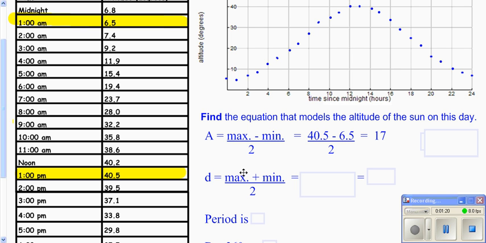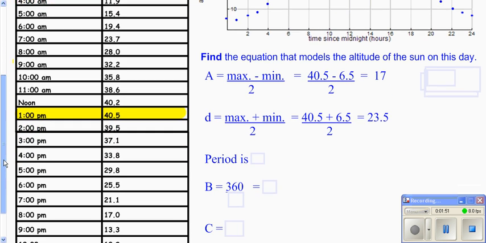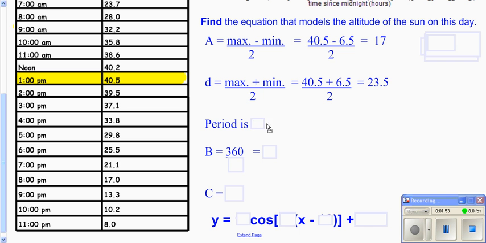Remember, your D is max plus min divided by 2. So we're going to take our 40.5 and add our 6.5, divided by 2, and we get this here. Now, remember, your period is how far you have to go horizontally before it starts to repeat. In the context of this problem, since we're watching the sun go up in the sky and come back down, we know it's going to repeat every day. In other words, since our time is given to us in hours, our period will be 24.